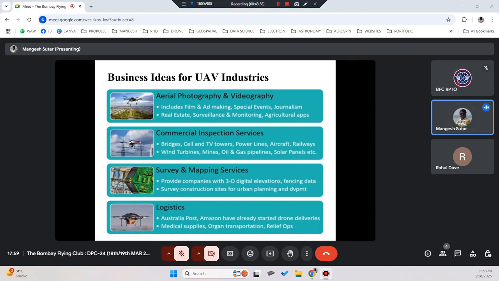Okay, these are some of the business ideas for UAE industries. You can use it for aerial photography and videography. You can use it for commercial inspection services.